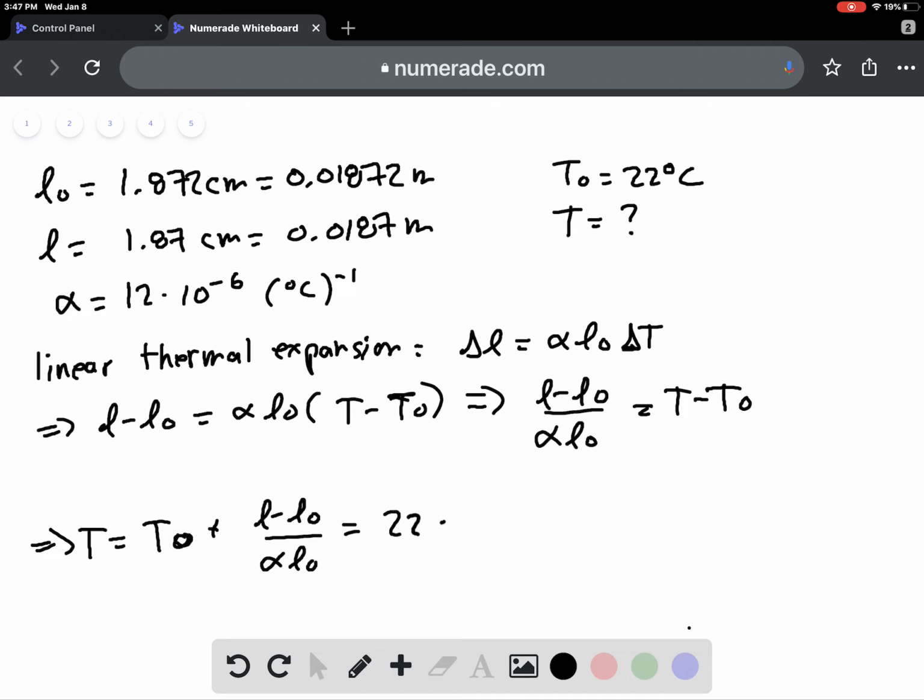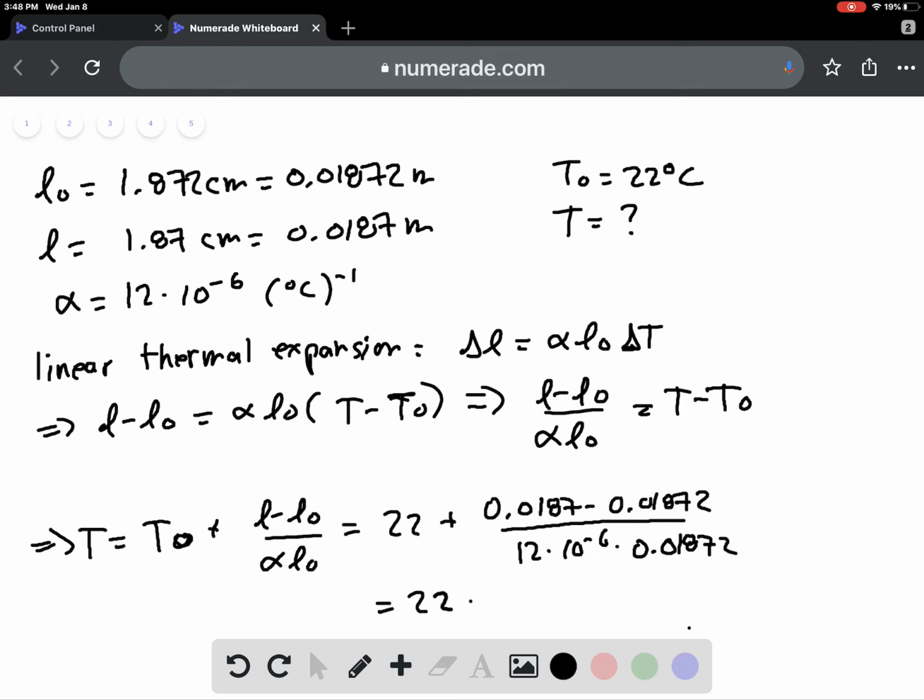We can plug in the numbers that we already have. We have 22 degrees plus 0.087 minus 0.0182 divided by 12 times 10 to the minus 6 times L0, which is 0.01872. So plugging in the numbers, we get 22 minus 89. And this is minus 67 degrees Celsius.